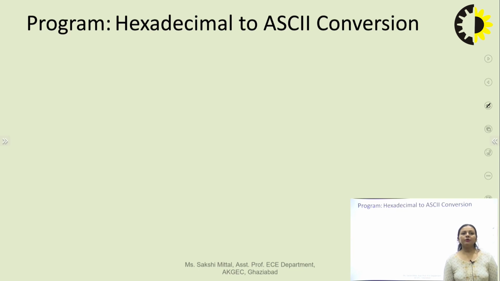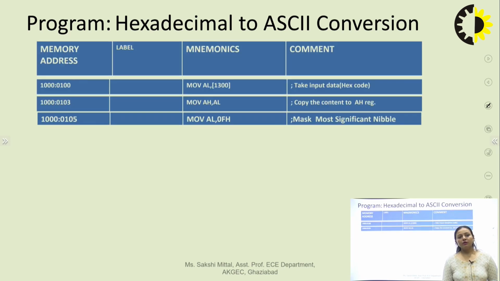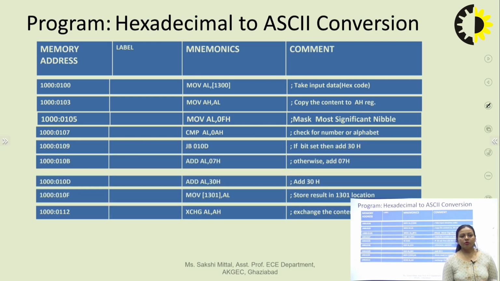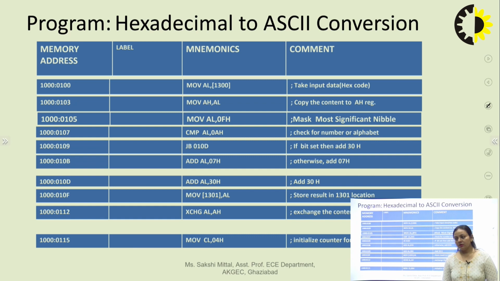Next example we took here is a hexadecimal to ASCII code conversion. So we have got an input in hexadecimal, and I have to convert it to the ASCII code. So what logic we generally use here is, let's say I've got a hexadecimal number; if I talk about a single digit hexadecimal number, it can be either in the range 0 to 9 or it can be A to F.